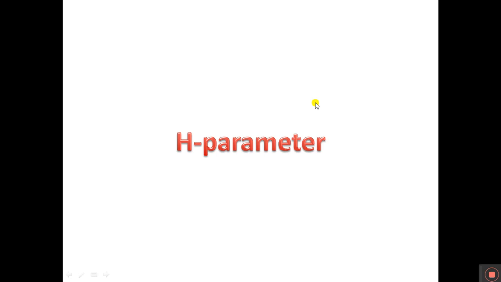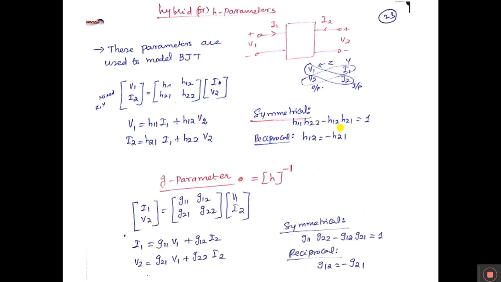Next, we are going to discuss the H parameter. The H parameter is the next case after the Y parameter. Hybrid parameters are called H parameters. This is used in analyzing transistor characteristics. Hybrid means a mixture of Z and Y. In the Z parameter, we wrote the matrix with V1, V2 on the left hand side and I1, I2 on the right hand side. In the Y parameter, I1, I2 on the left and V1, V2 on the right. Now it is a mixing of both.